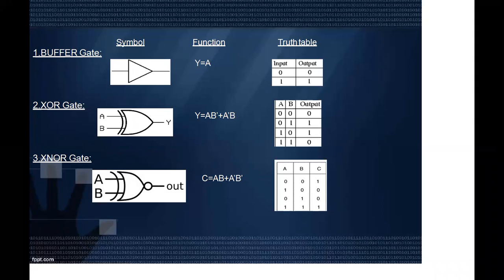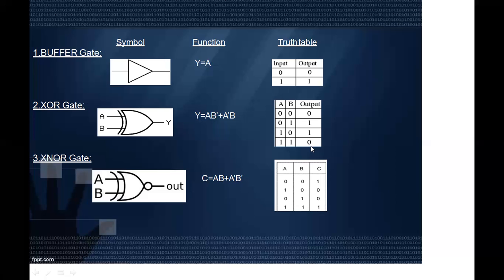And we have another three complex gates, that is a buffer gate, XOR gate, and XNOR gate. XOR gate is also called exclusive OR gate, and XNOR is exclusive NOR gate. And exclusive OR and exclusive NOR gate are just opposite. And here the function of exclusive OR is AB prime plus A prime B. And after putting this value of A and B in this equation, we get the output value here.